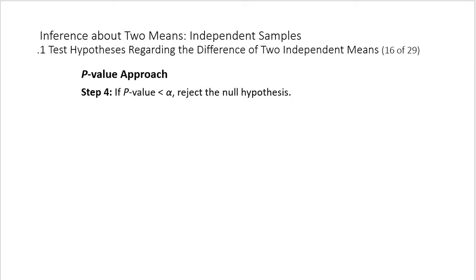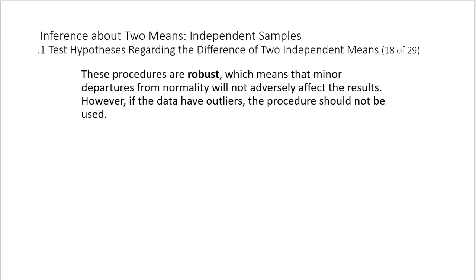So if p-value is less than alpha, we reject the null hypothesis. Otherwise, we are going to fail to reject the null hypothesis. And then the final step is to state the conclusion. These procedures are robust, which means that minor departures from normality will not affect the results. However, if the data have outliers, the procedure shouldn't be used.